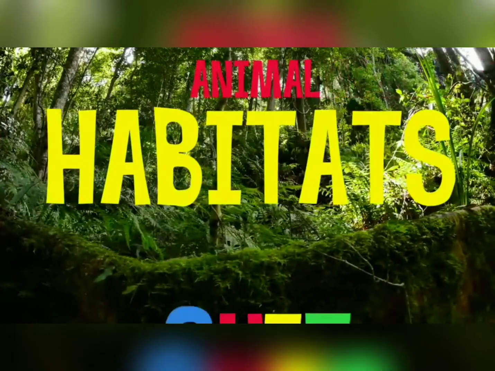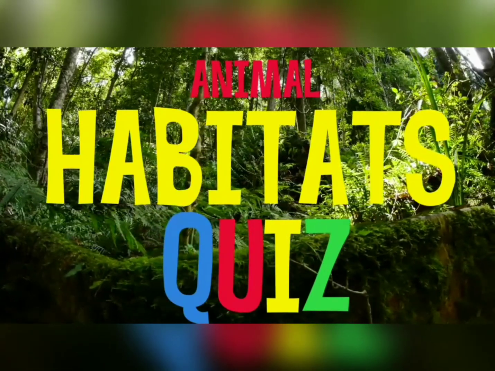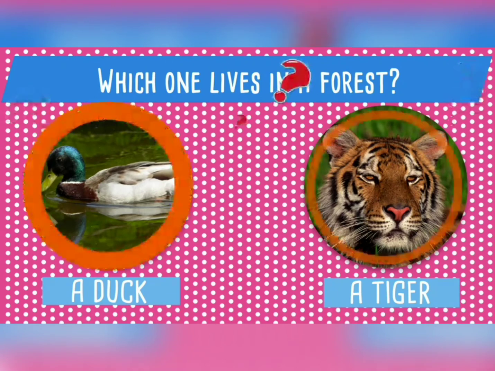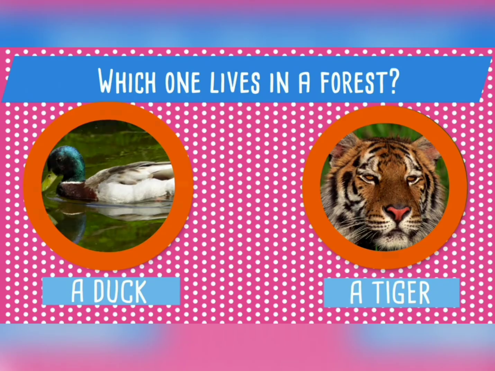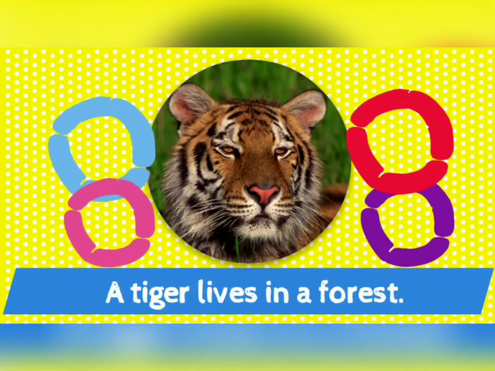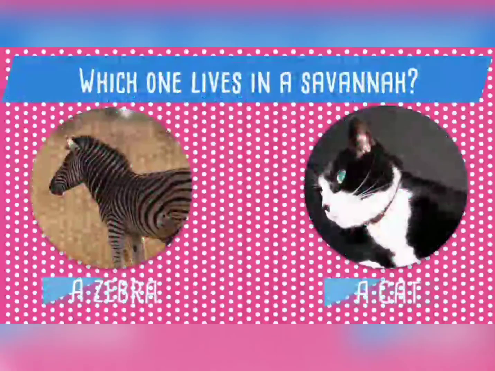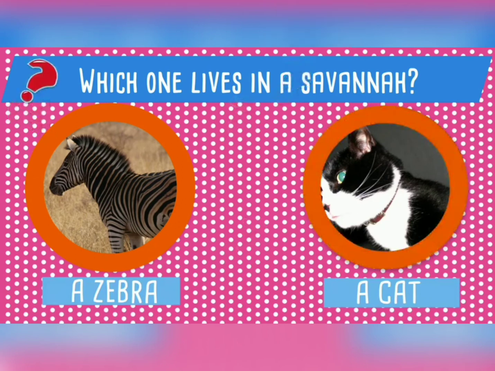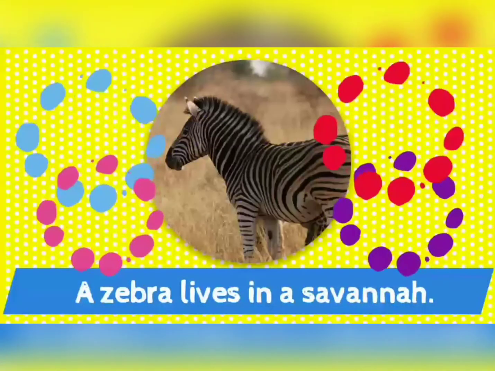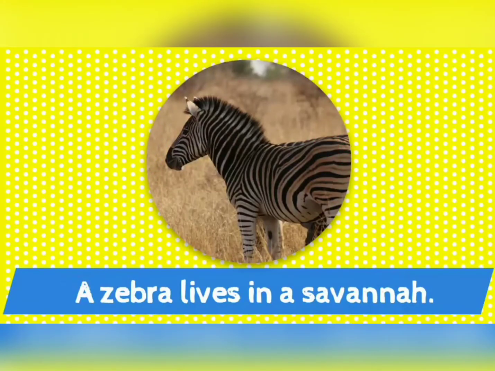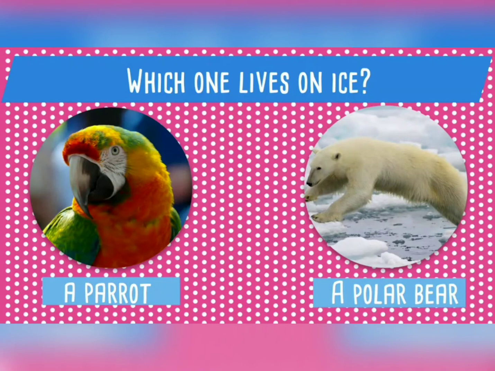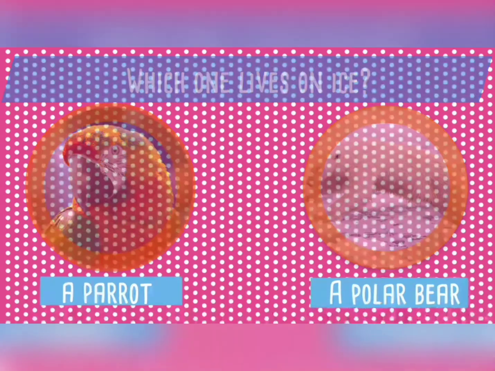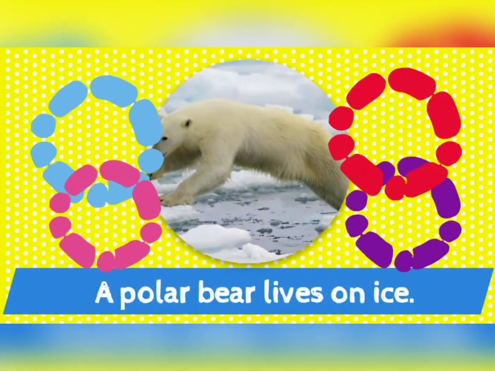Animal Habitats Quiz. Which one lives in a forest? A duck or a tiger? Yes, a tiger lives in a forest. Great job. Which one lives in a savanna? A zebra or a cat? Yes, a zebra lives in a savanna. Fantastic! Which one lives on ice? A parrot or a polar bear? Yes, a polar bear lives on ice.